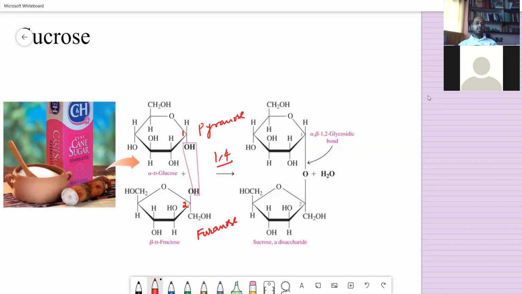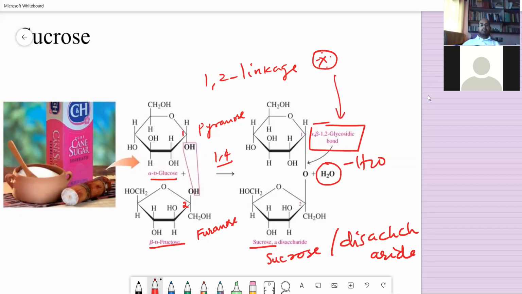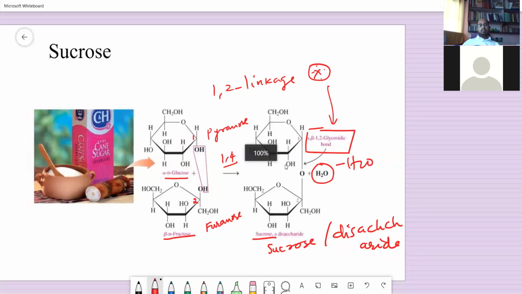Since it is a 5 carbon, the linkage is a 1,2 linkage. That is very important. 1,2 linkage is there. So alpha D glucose plus beta D fructose both combine to give a structure known as sucrose, which is a disaccharide, with the removal of water. The 1,2 glycosidic linkage is very important. Right?